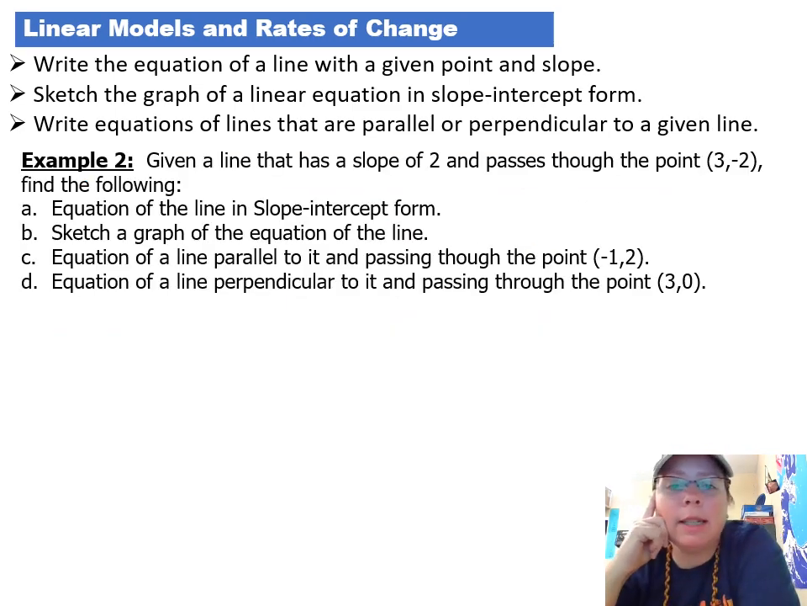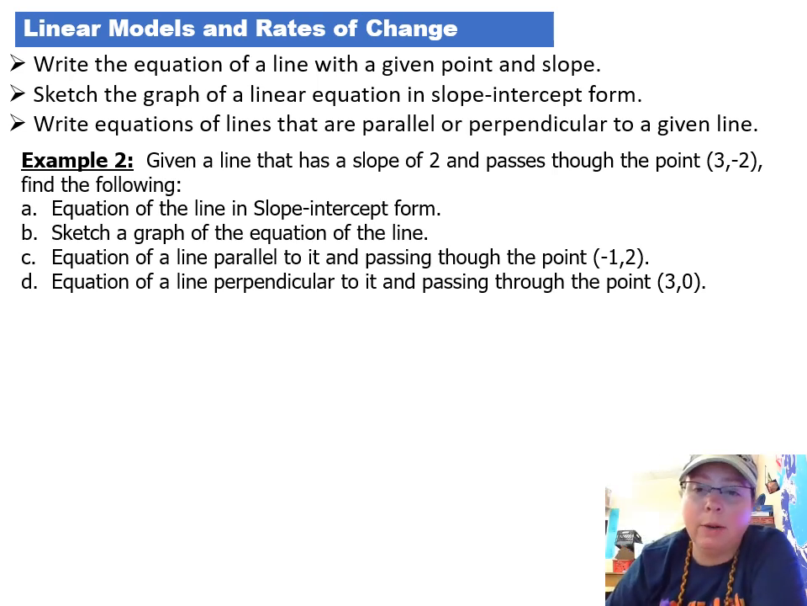Okay, so our second example. Given a line that has a slope of 2 and passes through the point (3, -2), we want to find its equation, sketch its graph, find a line that's parallel that goes through the point (-1, 2), and find an equation of a line that's perpendicular that passes through the point (3, 0).